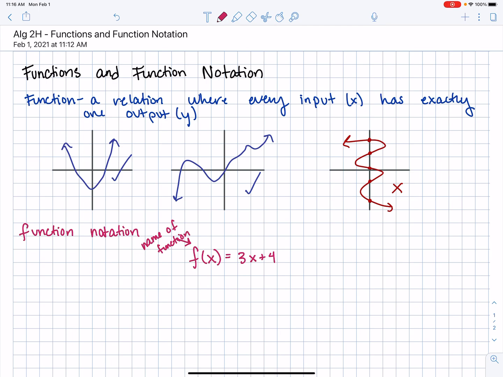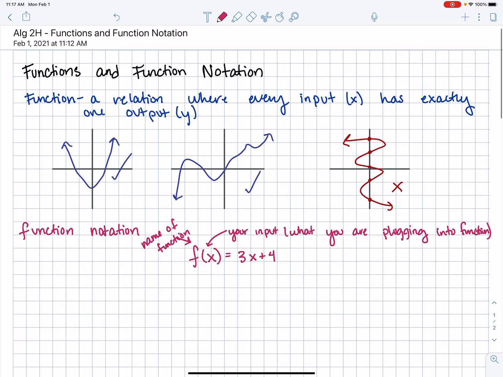And sometimes we name it with an f, a lot of times, or g, h, any kind of letter that you want there, because you want to name your function. We're going to be talking about different functions together, so it's really important that you name them. Then this x, or whatever's inside your parentheses here, inside your parentheses is your input, or what you're plugging into your function. So you can plug in anything that's in the domain.